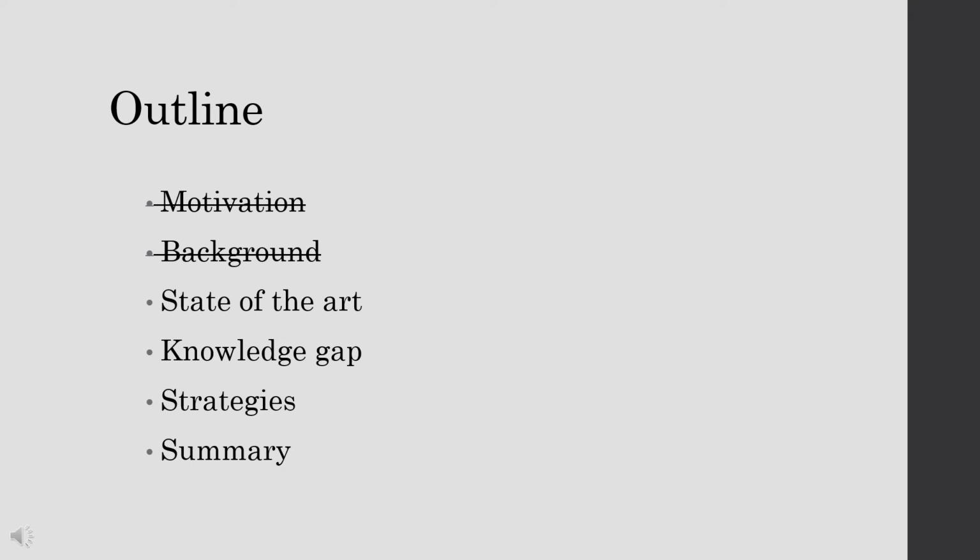Now that you understand the motivation behind this proposal and background information, I will next go over the state-of-the-art and the knowledge gap.